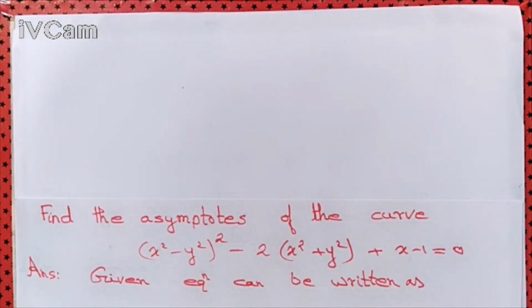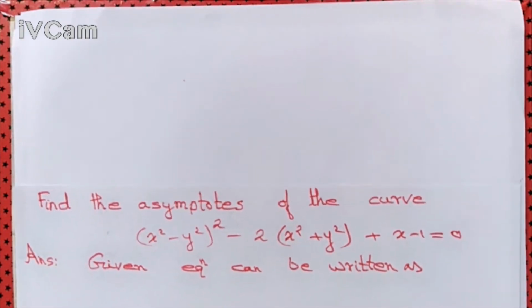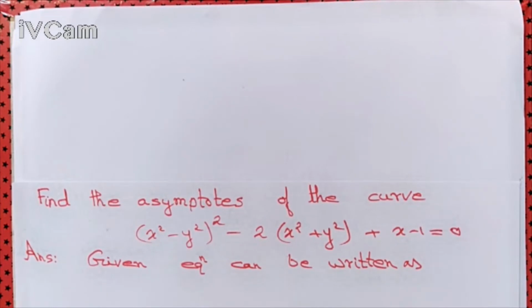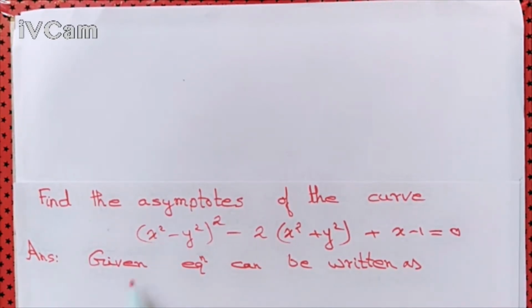Let us find all the asymptotes to the curve (x squared minus y squared) whole squared minus 2(x squared plus y squared) plus x minus 1 equals 0. Given, we can write this equation as, let's simplify it. (a minus b) whole squared equals a squared minus 2ab plus b squared.